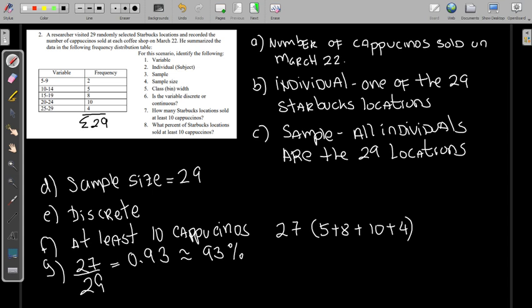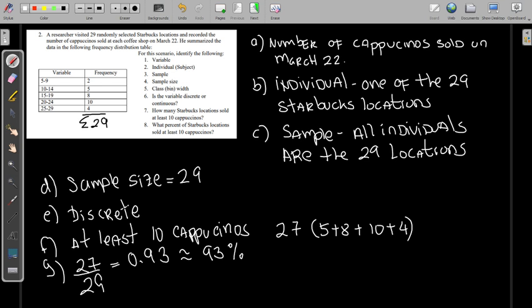Now, what is the sample? The sample is all the 29 locations. All of them together make the sample of 29. The sample size is 29. Now, the variable is discrete. Discrete means that it has a definite number. In other words, it's not an infinite number, but a specific number. Objects that you count are discrete because they are objects. They're not half of objects. They're not an infinite number of objects. So that's why it's called discrete.